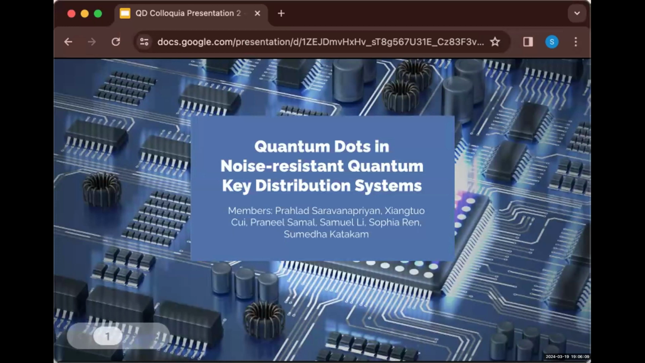Good evening. Today we're going to be talking about quantum dots in noise-resistant quantum key distribution systems.